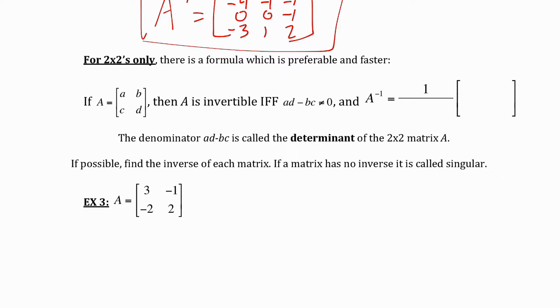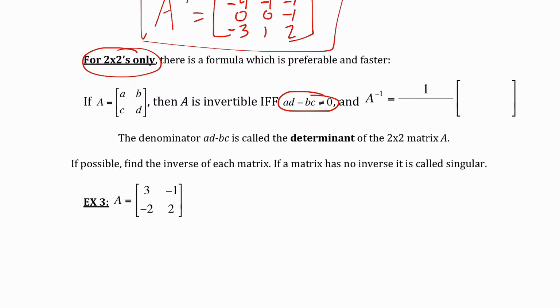This last part, I want to emphasize this is only for 2 by 2 matrices. So for 2 by 2 matrices only, there's a formula which is preferable and faster to help us find inverses of matrices. So if you have some matrix A, which is A B in the first row, C D in the second row, then A is invertible if and only if, and paying attention to this, it says AD minus BC does not equal 0. I'm going to highlight a couple things.